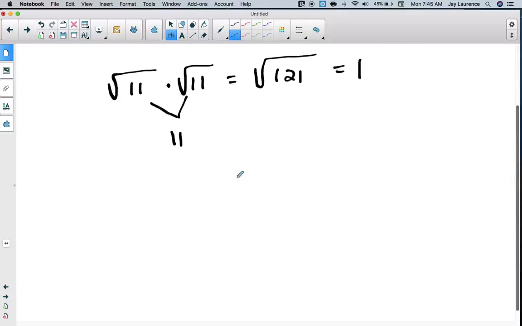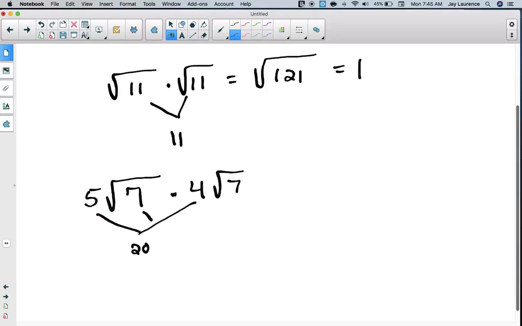Okay, so if I have, say, 5 rad 7 times 4 rad 7, well, I'm going to get 20. But then this is going to get me 7. So my answer is going to be 140. You ladies and gentlemen are intelligent enough, you should be able to do that really quick.